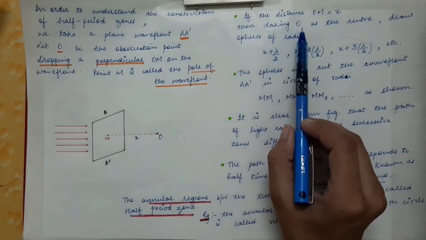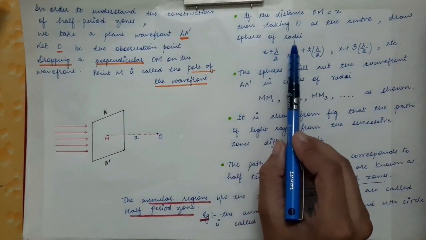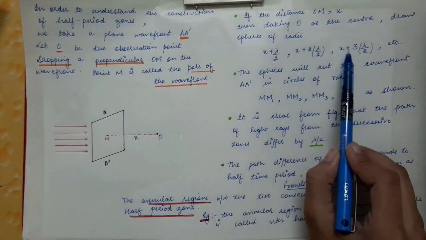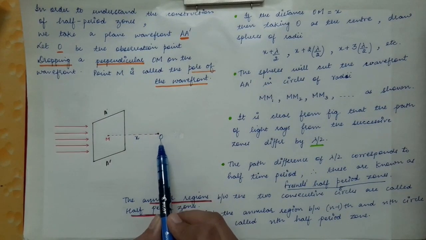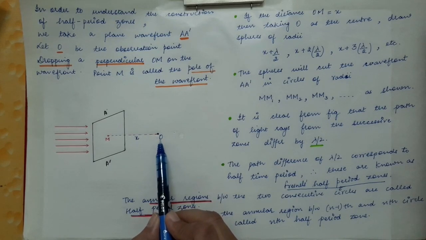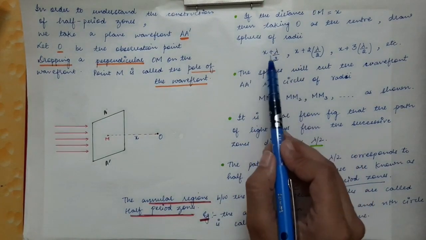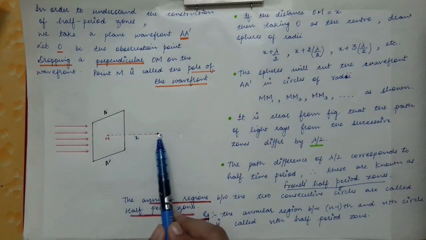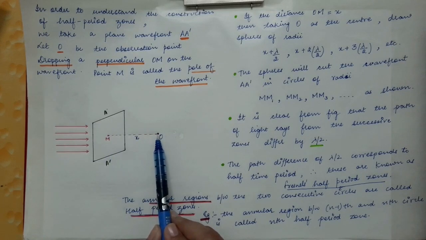Then, taking O as the center, we will draw spheres of radii x plus lambda by 2, then x plus 2 lambda by 2, x plus 3 lambda by 2, and so on. This distance OM is equal to x, and it is the shortest distance from the wavefront because it is the perpendicular that we have drawn.